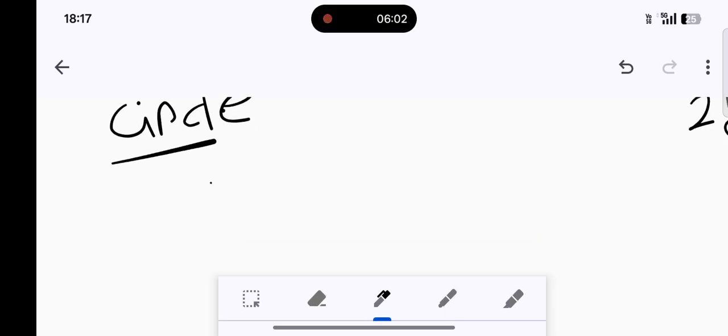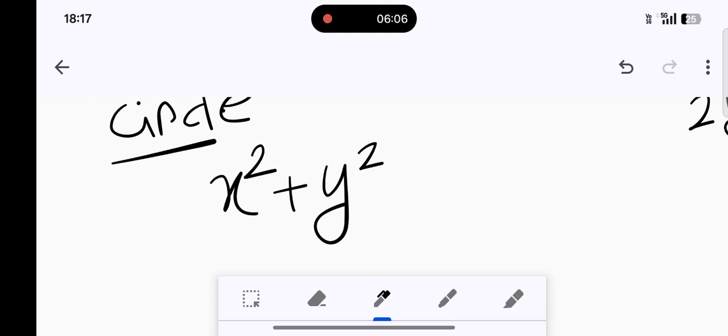So the equation of a circle is what? I'm not talking about the general equation. Actually, in the general equation, you will say x minus alpha whole square and y minus beta whole square. But however, in that case, you can see, wait a moment.